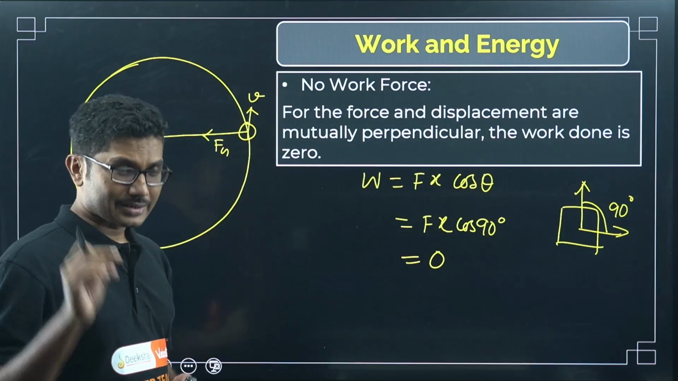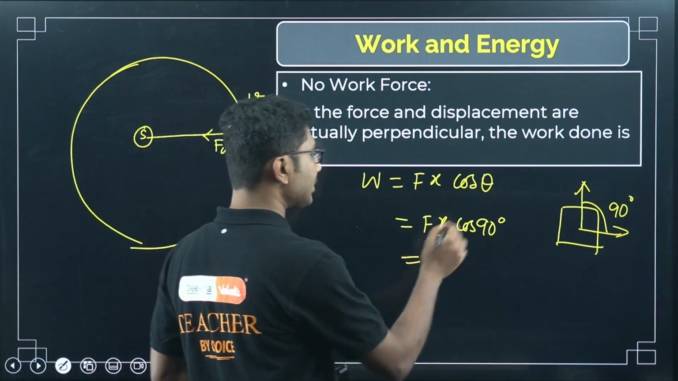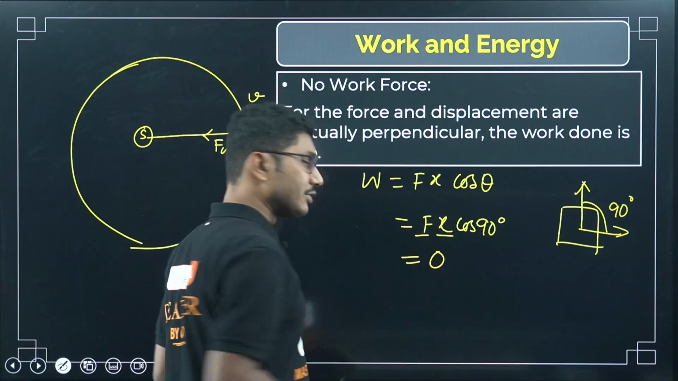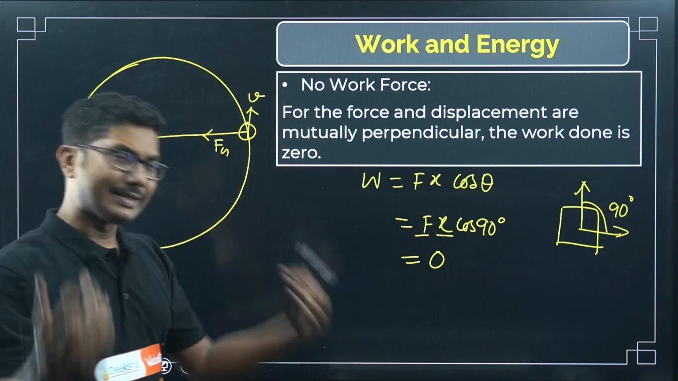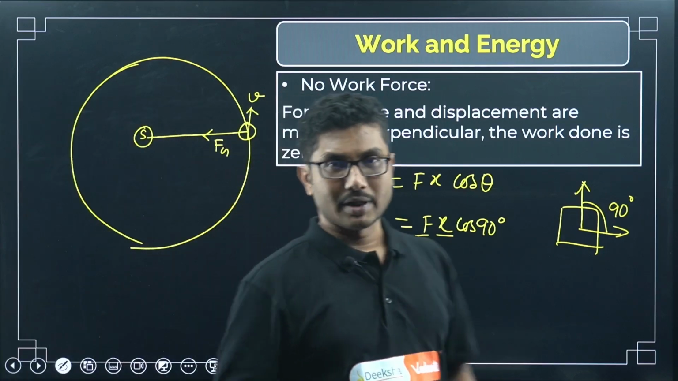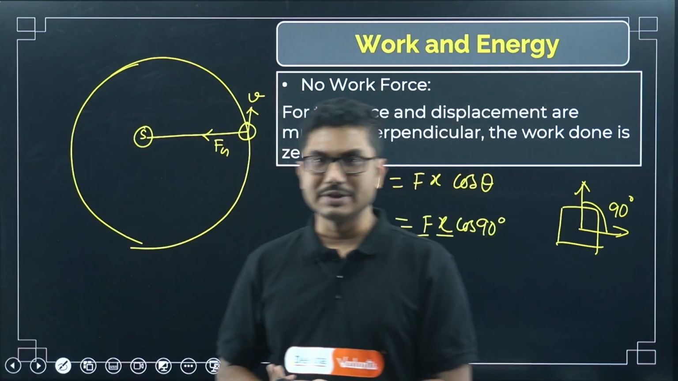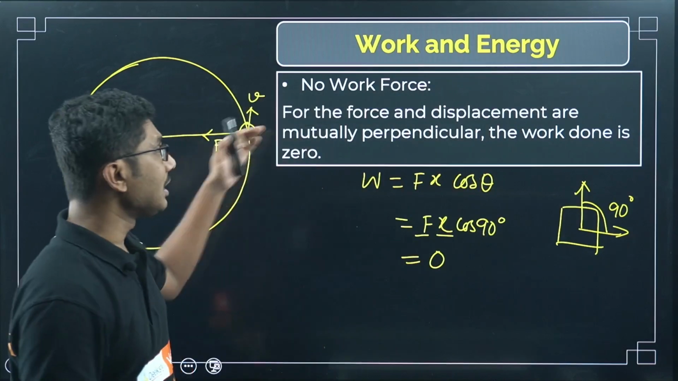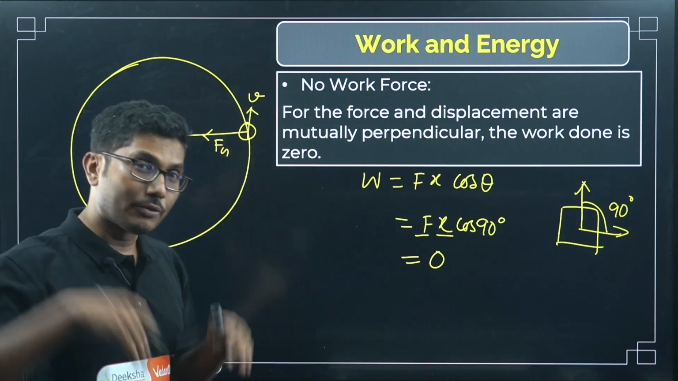Okay, no work force. There are some other cases also where x equals 0 and sometimes F equals 0. In that case also work is 0, but that is obvious. If there is no displacement, then work done will definitely be 0. But a no work force is only when the force and displacement both are happening.